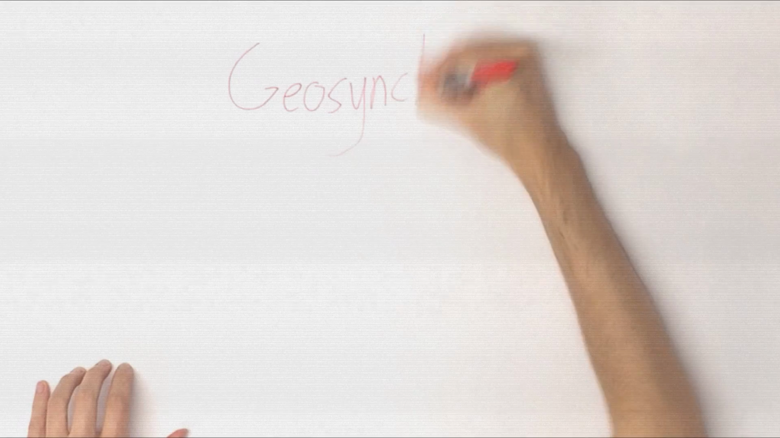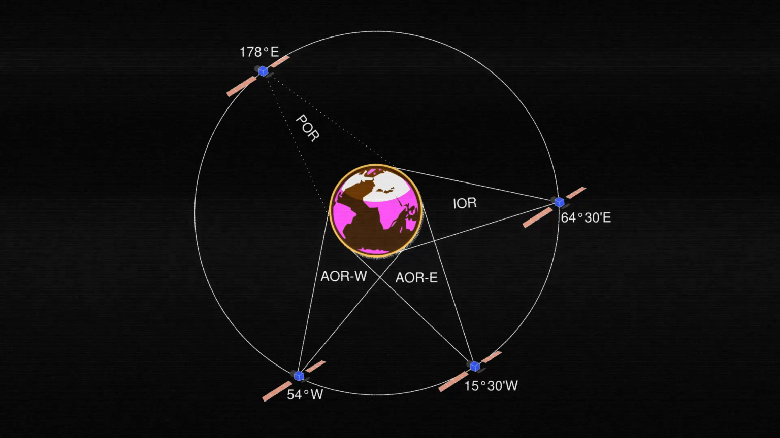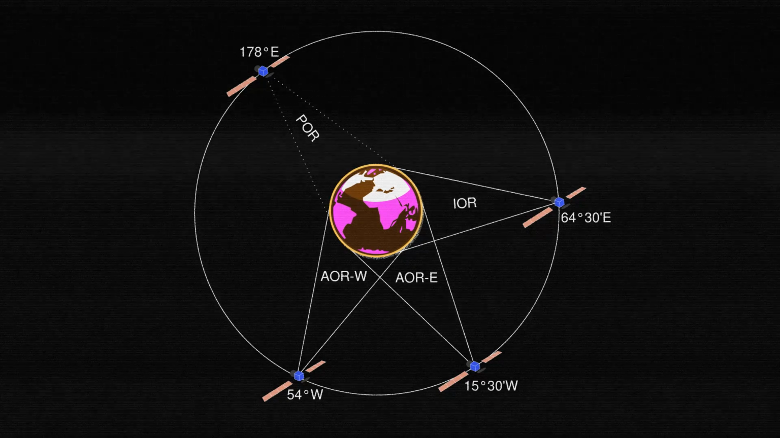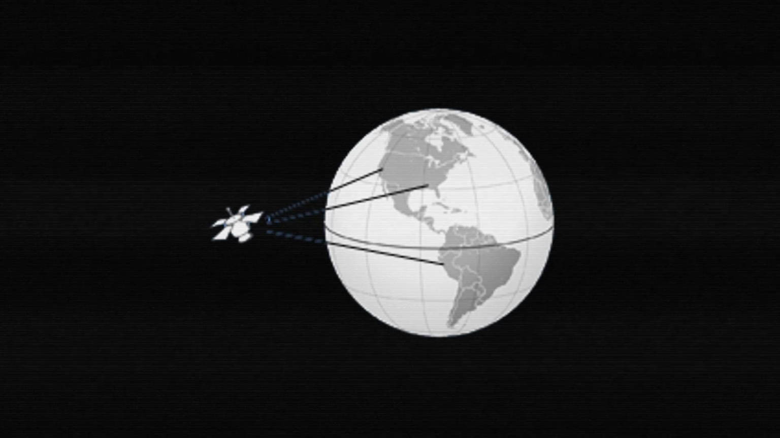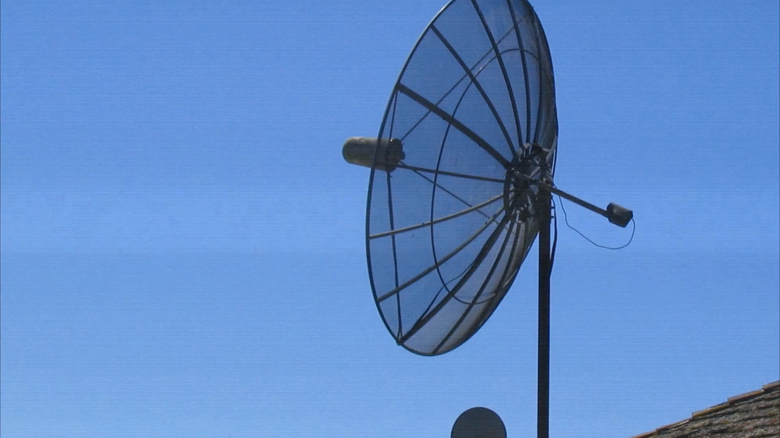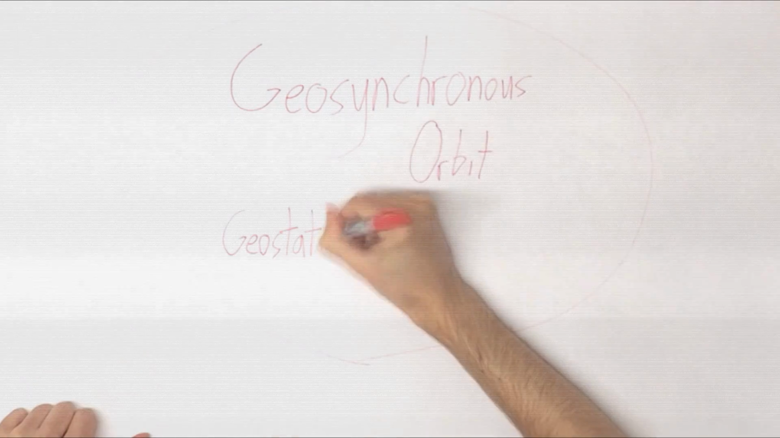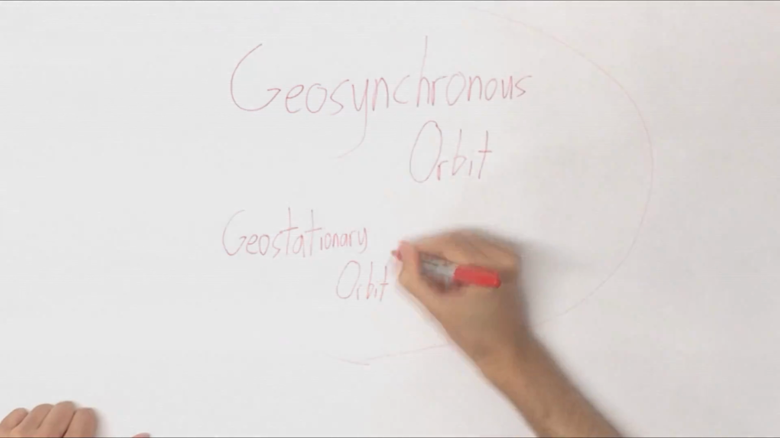This altitude happens to be at 35,786 kilometers, and this is called the geosynchronous orbit. To an observer on Earth, a satellite oriented in such an orbit above the equator with 0 degrees inclination will stay in the same spot in the sky at all times. This is a specific type of geosynchronous orbit called the geostationary orbit.